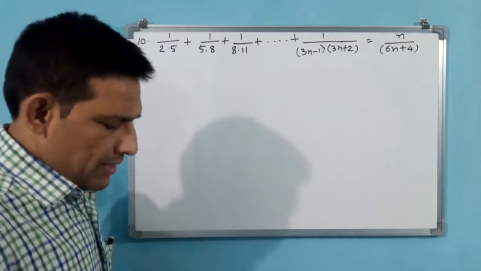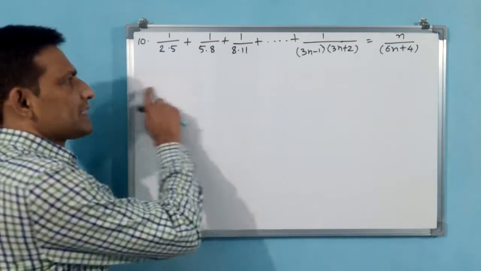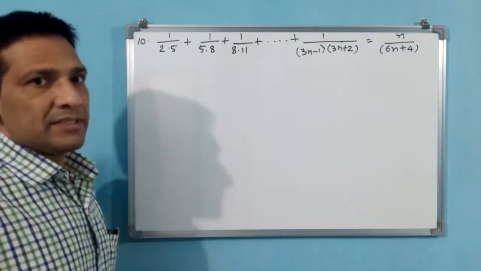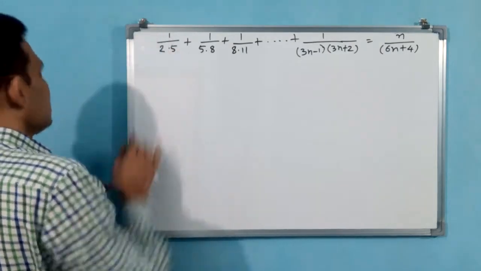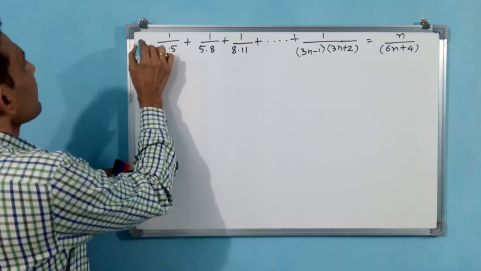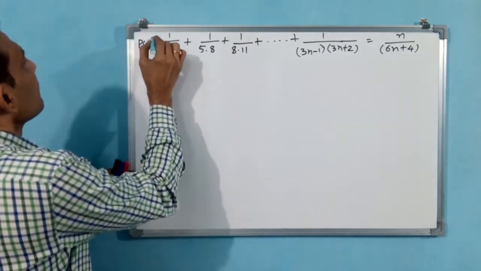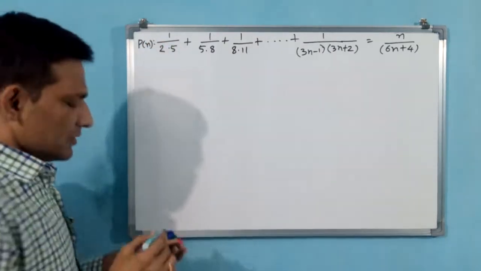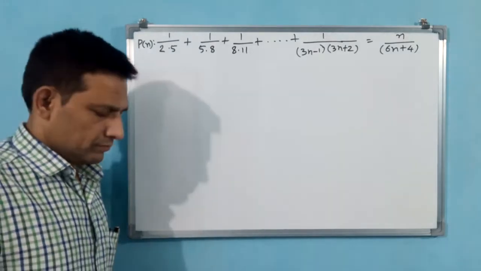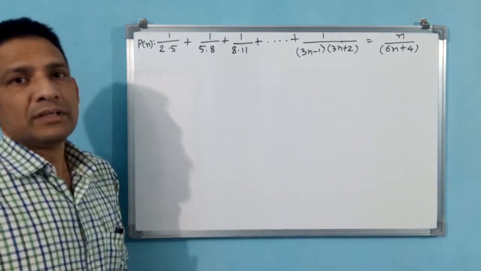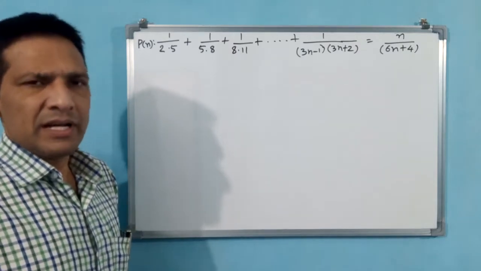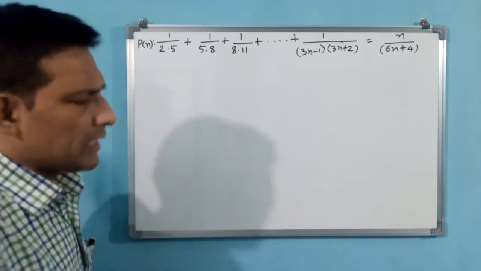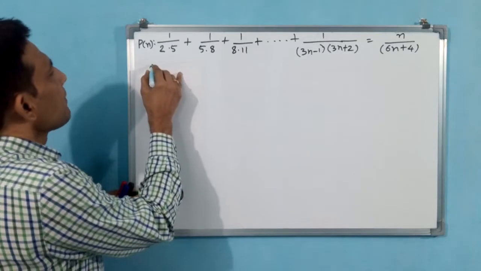What I am doing, rather than writing again, I am adjusting this as Pn, but you have to write again. Now second step also over. Third step, we have to show this as P1. For P1, LHS is equal to RHS, we have to show. Okay, let us see P1.